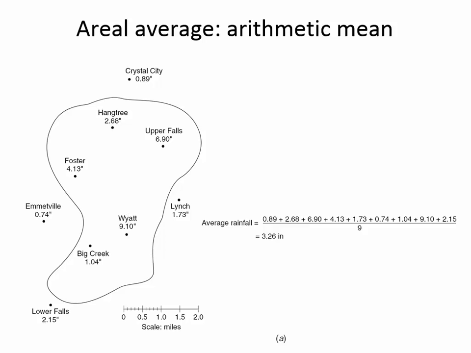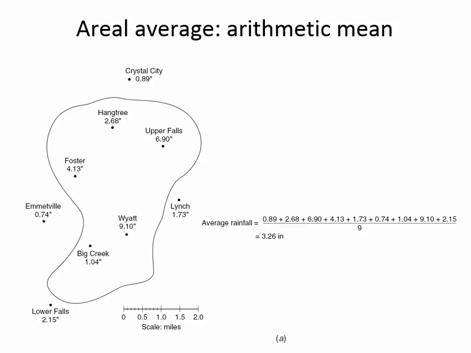The way that rainfall totals are averaged, there's several different approaches. And the easiest is just to identify rain gauges in the vicinity of a watershed of interest and just take the average.